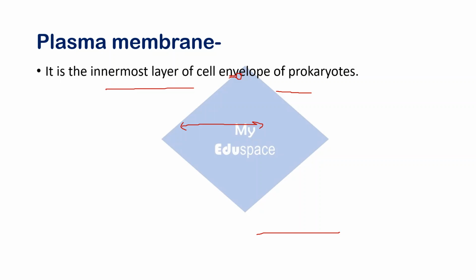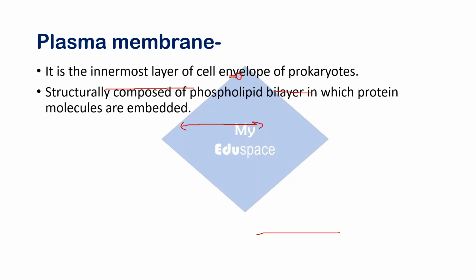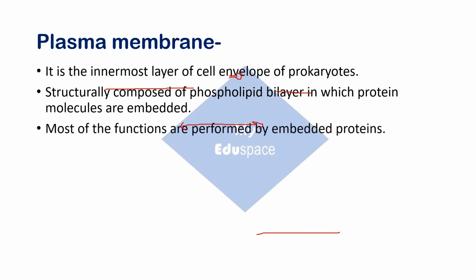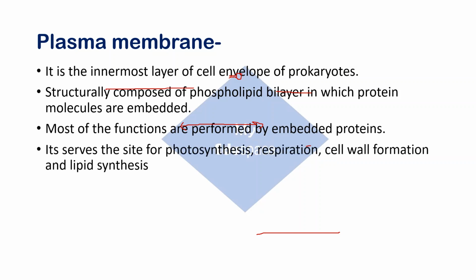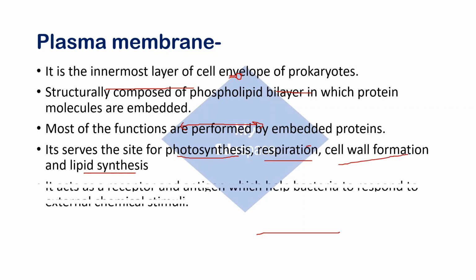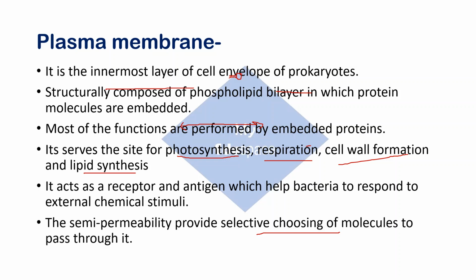So we can say this innermost layer of the cell envelope of prokaryotes is structurally composed of a phospholipid bilayer in which protein molecules are embedded. Most of the functions are performed by embedded proteins. It serves as the site for photosynthesis, respiration, cell wall formation, and lipid synthesis. It acts as a receptor and antigen which helps bacteria to respond to external chemical stimuli. The semi-permeability provides selective choosing of molecules to pass through it.